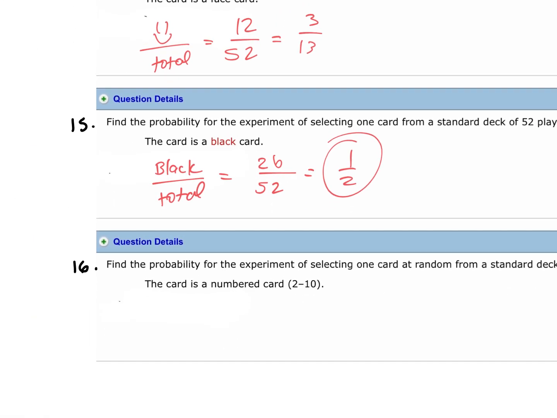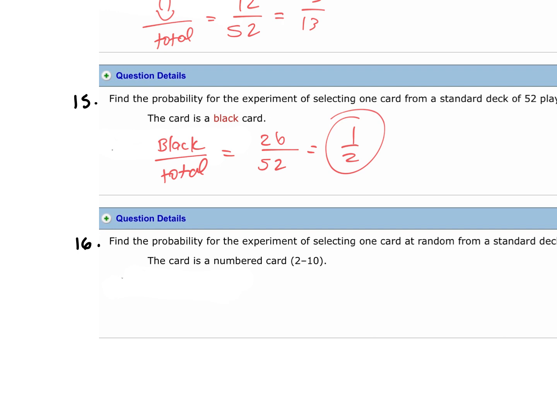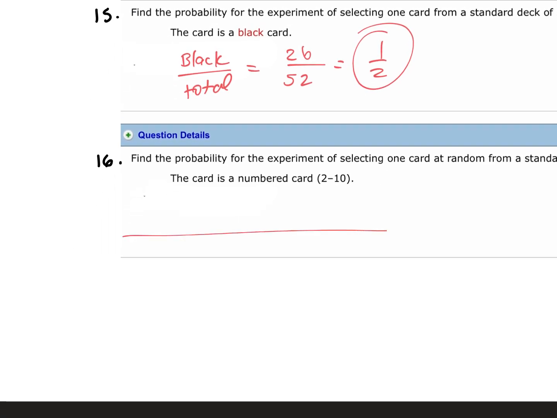All right, you're going to have to read the wording. I am not helping you guys tomorrow with the wording, so pay attention to that. It says this card is numbered between, the probability that you get something between a 2 and a 10. Write out what you want. I want a 2, a 3, a 4, a 5, a 6, a 7, an 8, a 9, or a 10, right? Out of how many cards are there?